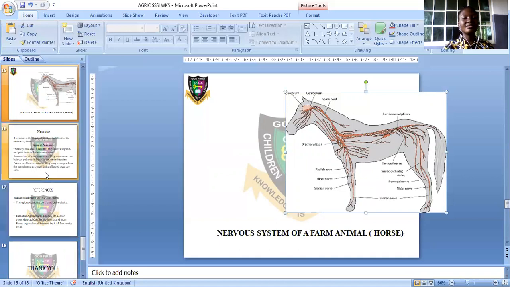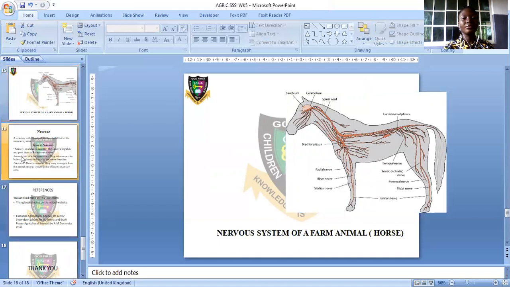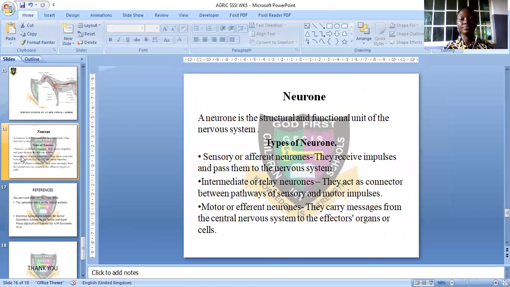Now, let's see the neuron. A neuron is the structural and functional unit of the nervous system. The neuron can also be called the nerve, and is the structural and functional unit of the nervous system. In fact, the neuron comprises the nervous system.